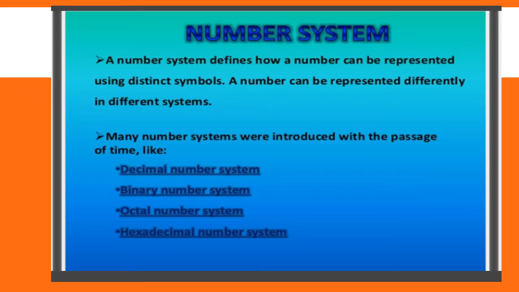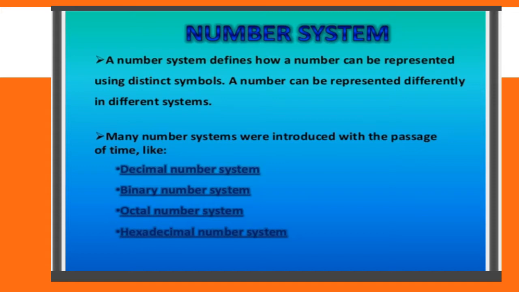Number system. In early days, when there were no means of counting, people used to count with the help of fingers, stones, pebbles, sticks, etc. These methods were not adequate and had many limitations. Many number systems were introduced with the passage of time, like decimal number system, binary number system, octal number system, hexadecimal number system.